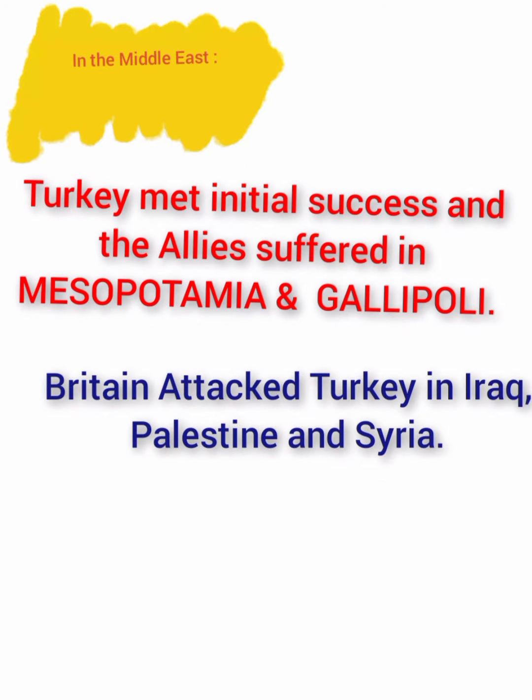Turkey fought on the side of Central Powers. Turkey attacked the Allies in Macedonia and Gallipoli. Turks tried to attack Suez Canal but were repulsed. Britain attacked Turkey in Iraq and later in Palestine and Syria.